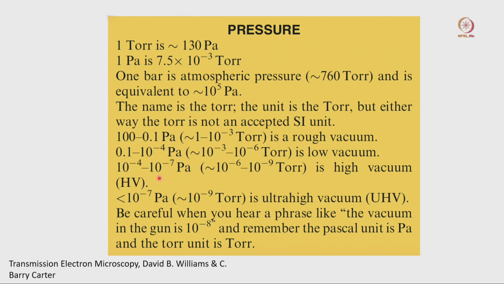Now, near the gun area we need a high vacuum, and that is depending on 10 to the power minus 4 to 10 to the power minus 7 Pascal. That means 10 to the power minus 6 to 10 to the power minus 9 torr.